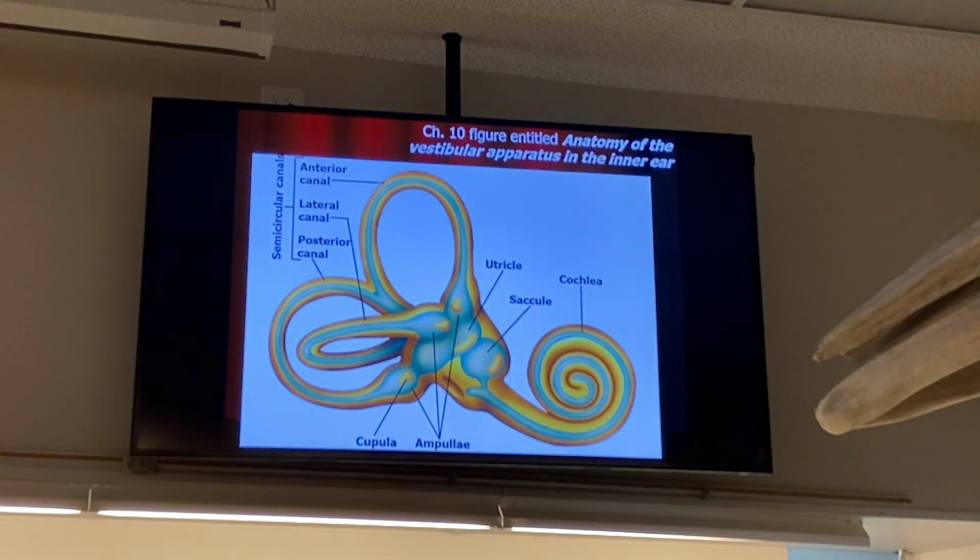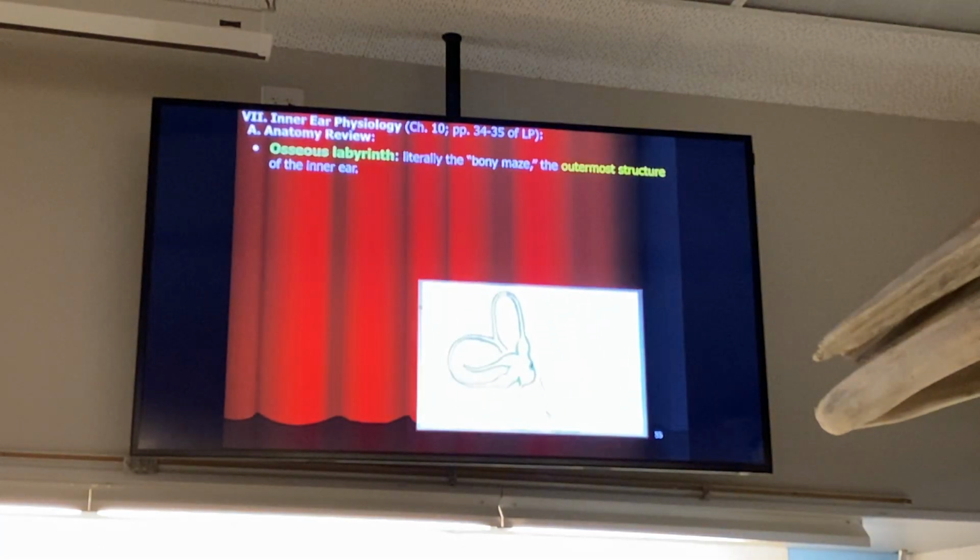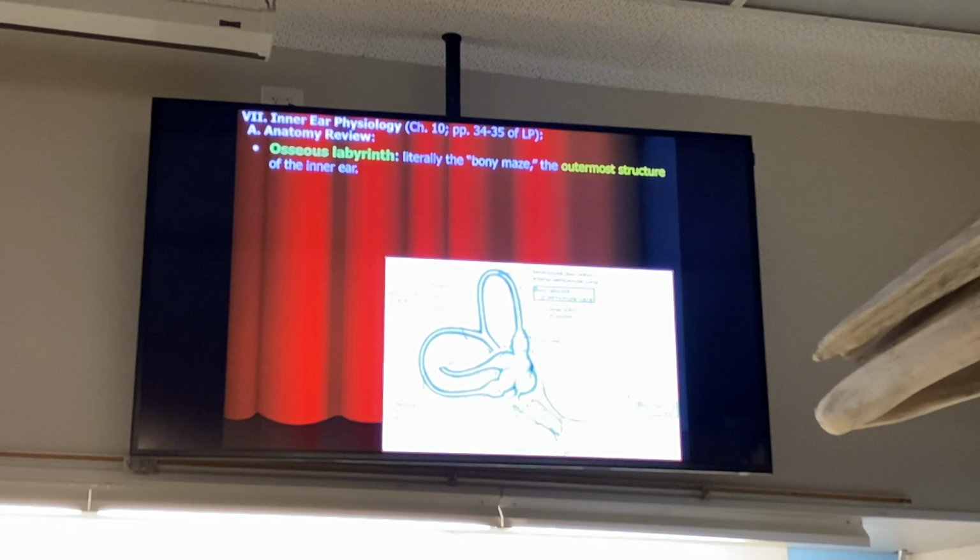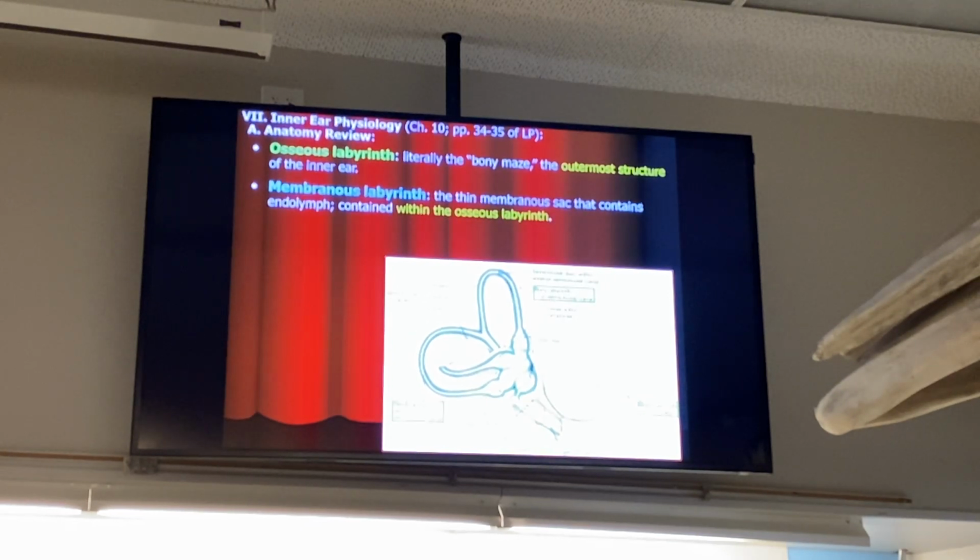And there's the three sections. Cochlea, vestibule, semicircular canals. Remember that the entire inner ear is in a bony shell, technically part of the temporal bone, called the osseous labyrinth. Paralleling on the inside is a membranous sac. This is what I drew on the whiteboard Wednesday lab. You'll see it this afternoon.